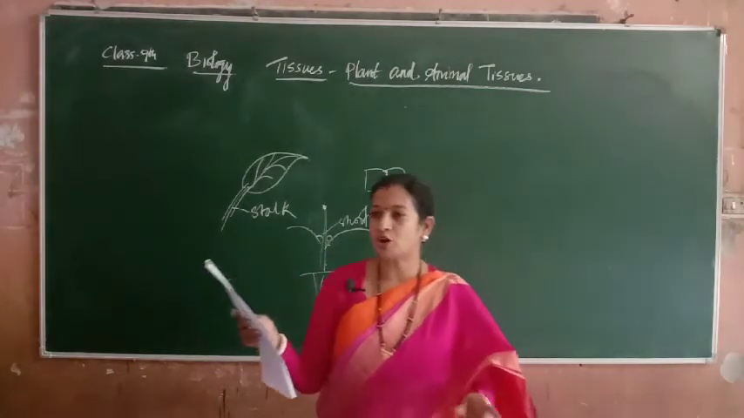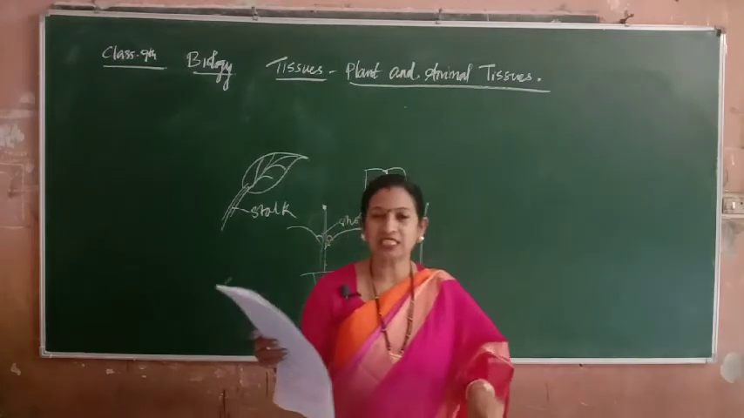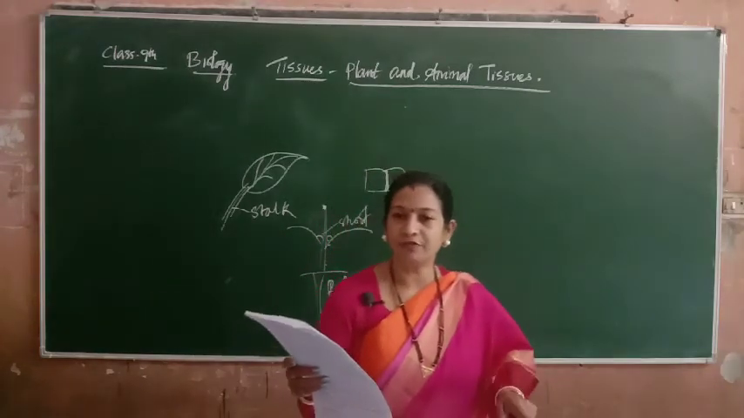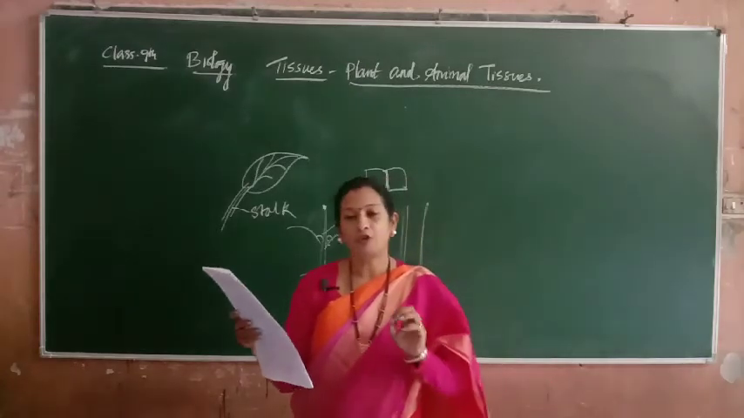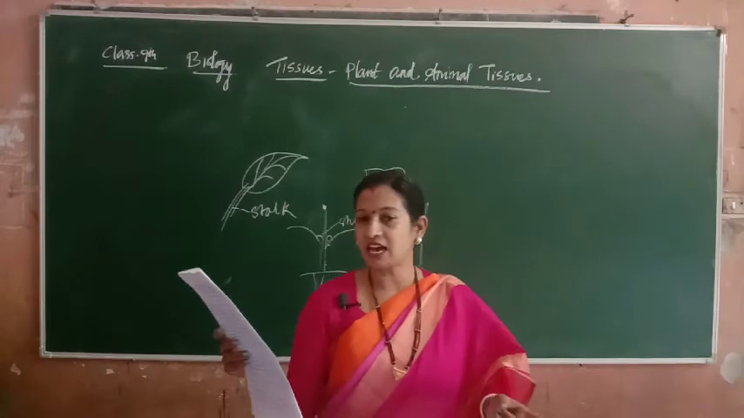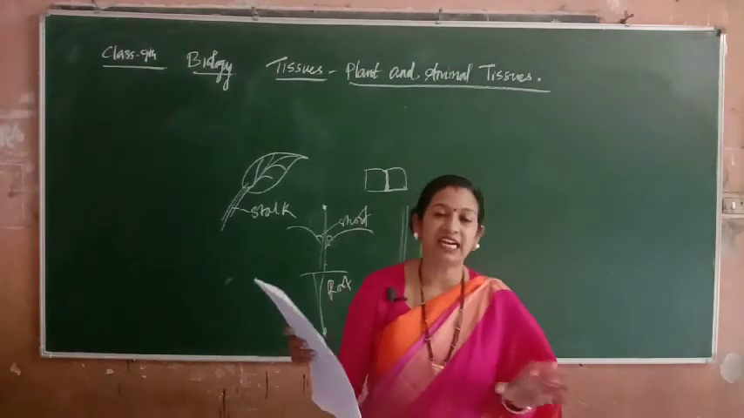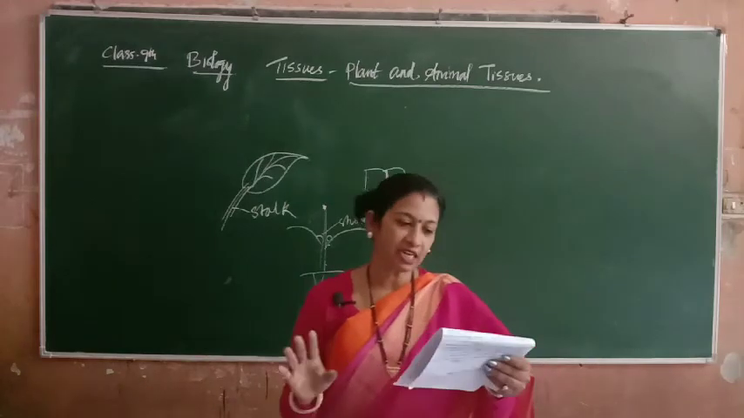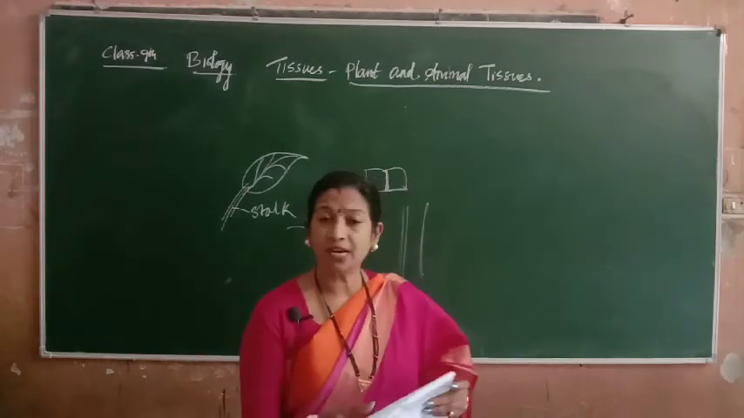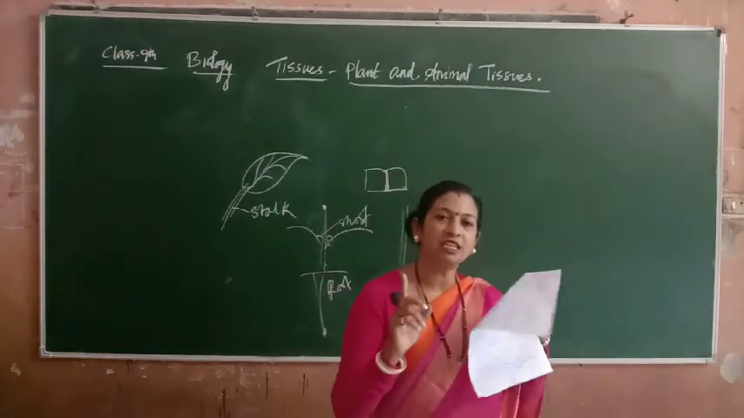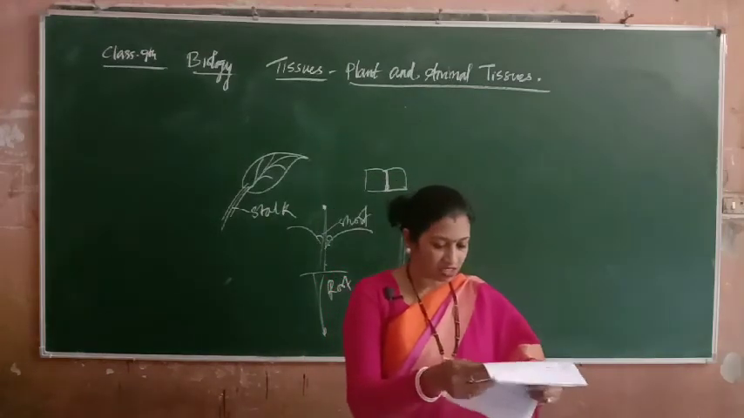Xylem is composed of tracheids, vessels, xylem fiber and xylem parenchyma. Phloem is composed of sieve tubes, companion cells, phloem parenchyma and phloem fibers. Now, tracheids are made up of elongated dead cells. So the tracheids of xylem are made up of elongated dead cells and they provide mechanical support. Whenever you come across dead cells, that means they will only help in mechanical support.